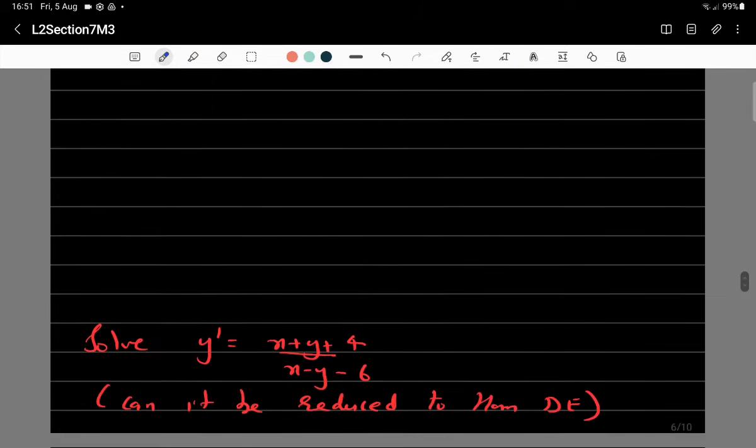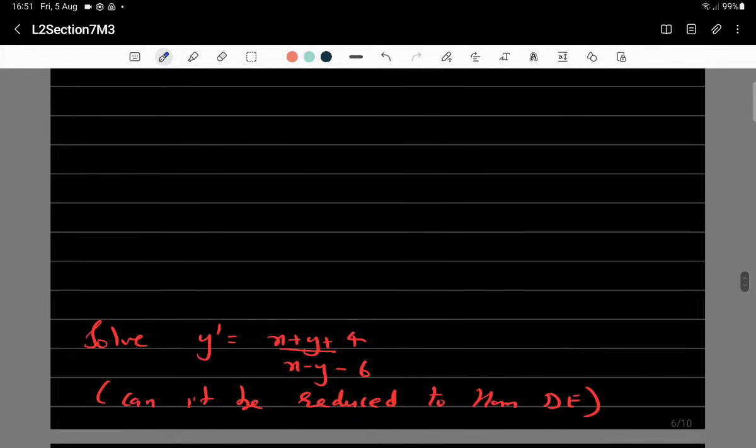If we see one more question, which is y dash is equal to (x plus y plus 4) by (x minus y minus 6), again you can see that it is not a homogeneous differential equation, and by looking at it, it cannot be reduced to variable separable form because there is no direct substitution which is visible here. In the denominator, if it is x plus y, then you can substitute x plus y is equal to t. So now this is a special case which can be reduced to homogeneous differential equation.